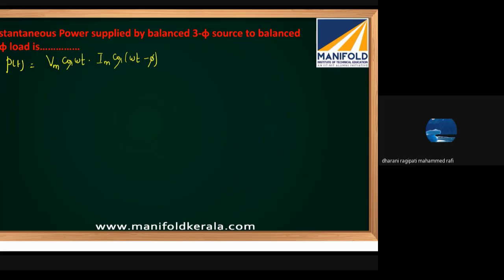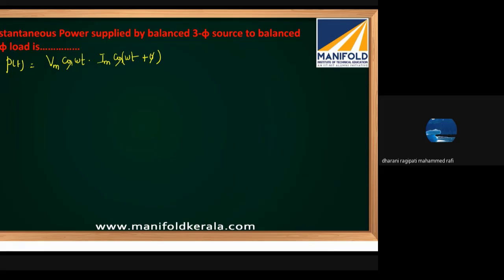Since we are assuming an RL load, that's why the current is lagging the voltage by an angle phi. If it is a resistive load, what would be your product? There won't be any lag. It would be Vm Im cos omega t. If it is a capacitive load, it will be like this, plus phi.